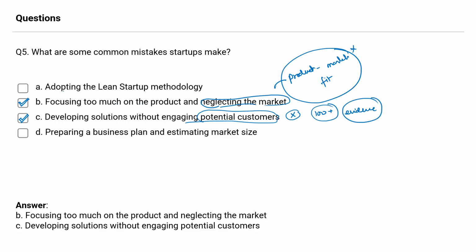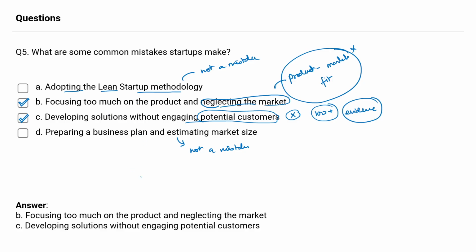Now, if you see the first one, it says adopting the lean startup methodology. Now, it is not a mistake, and we are referring to mistakes. Okay. And the second is preparing a business plan and estimating a market size. But again, it is not a mistake. It is an approach. You can prepare a business plan, you can estimate the market size. Obviously, we need to think about scaling up options, and that is where all these are critical, right?